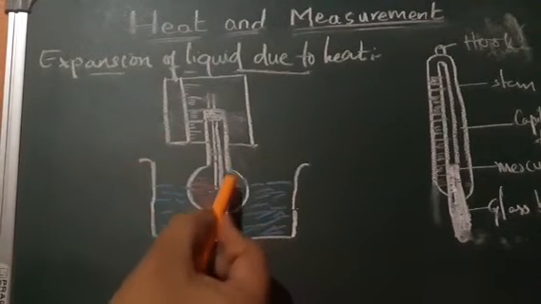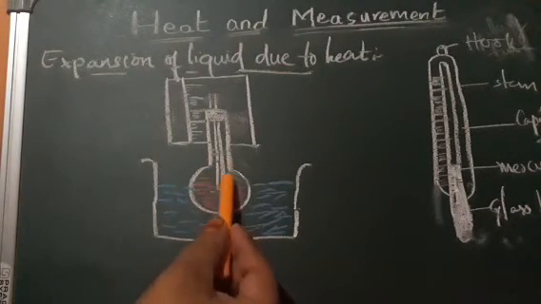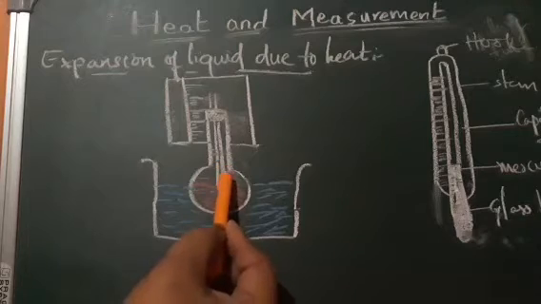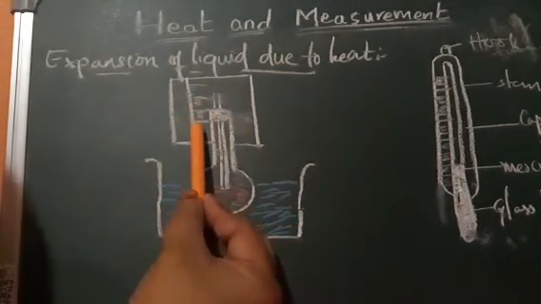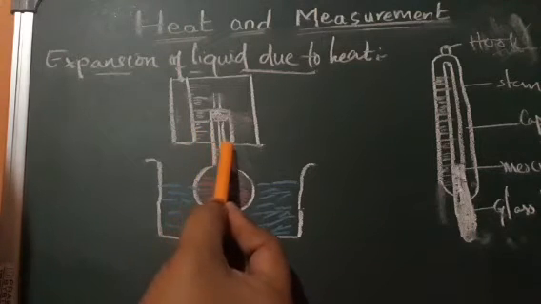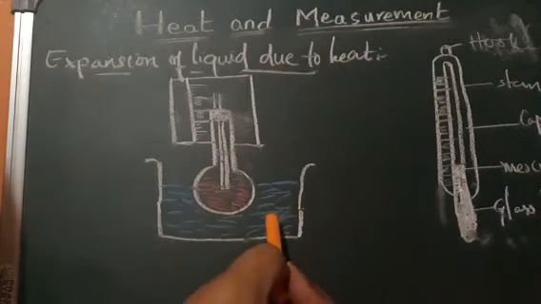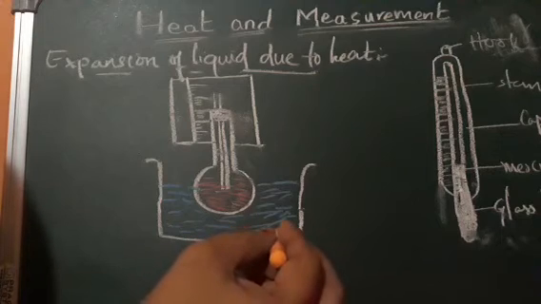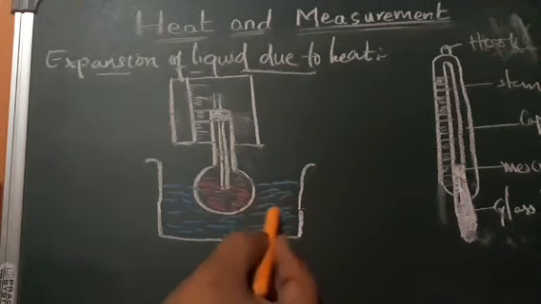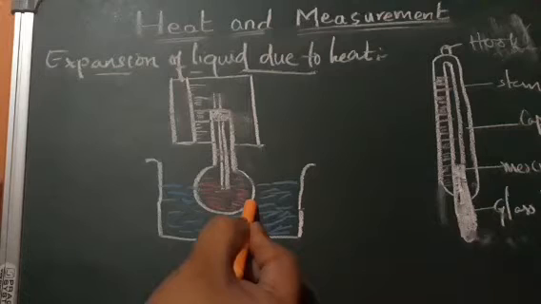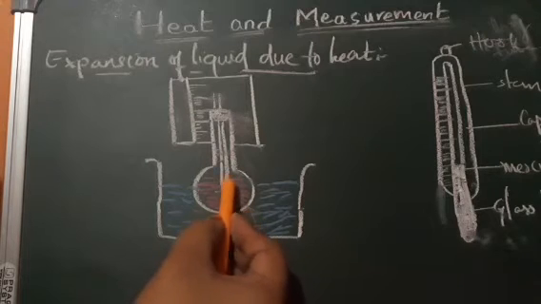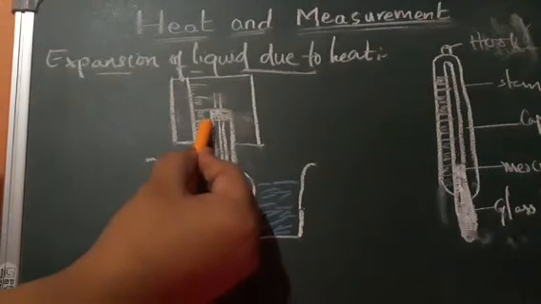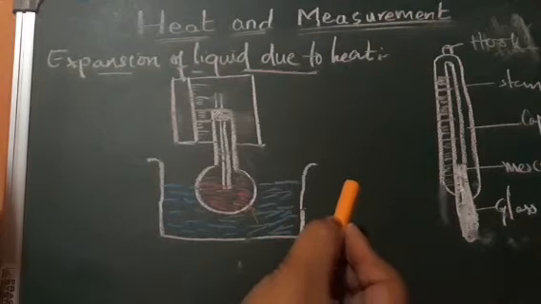So what we are doing, we are taking some colored liquid in this, and we are covering it with this reading scale. Then we are placing this whole apparatus into this hot water trough. So then what we are seeing, when the heat is passing from the hot water trough to this colored liquid, what is happening? We can see that there is an increase in the temperature.